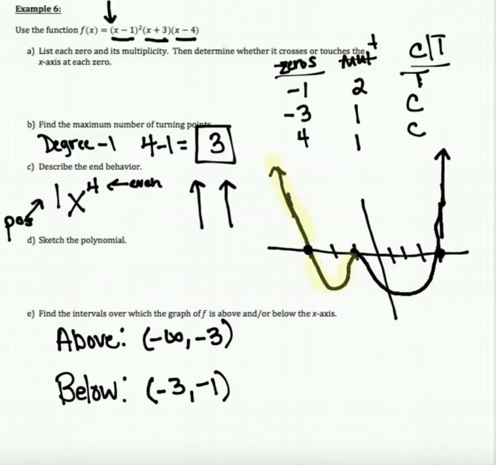All right, picking back up. From -1 until we get to 4, it's also below the x-axis. So union -1 to 4, also below the x-axis. And then my last piece, from 4 to infinity, is above the x-axis. So union 4 to infinity, that's also above the x-axis.